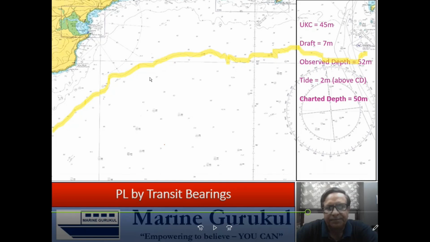Okay, great. So this is the PL by a depth contour, not a straight position line, but still falls under the category of position line. So let's proceed ahead now.